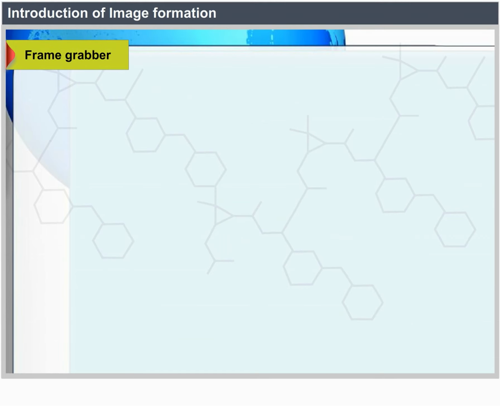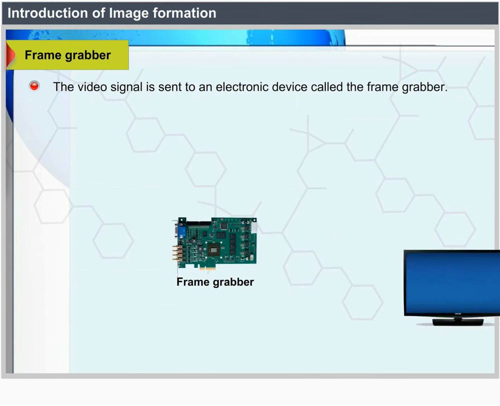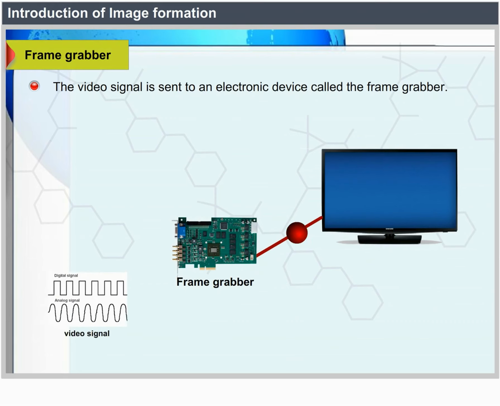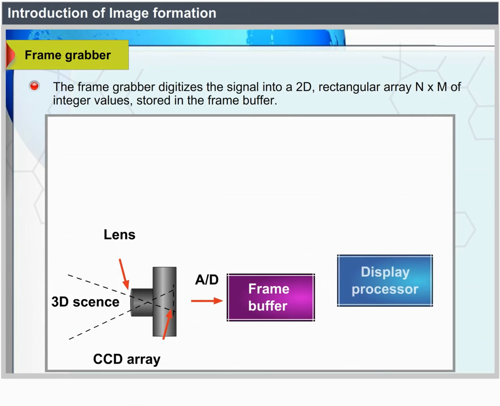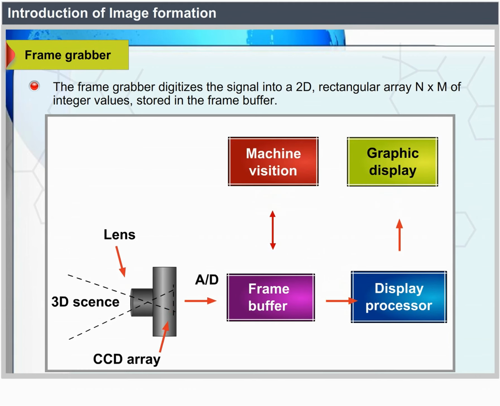Frame grabber. The video signal is sent to an electronic device called the frame grabber. The frame grabber digitizes the signal into a 2D rectangular array n × m of integer values stored in the frame buffer.